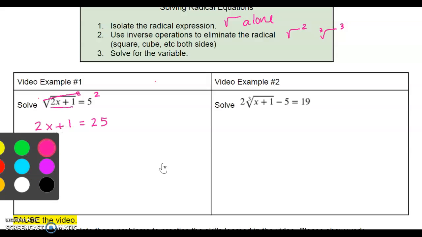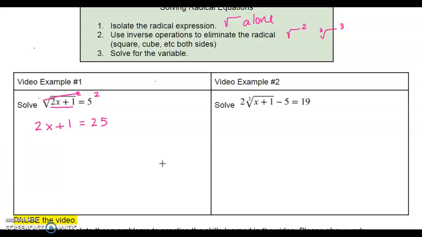Then this goes back to secondary 1, and we want to get x by itself. So you always want to add or subtract first, doing the opposite. So since the 1 is being added, we're going to subtract 1 to both sides. So you're left with 2x on the left, the 1's cancel. 25 minus 1 is 24.